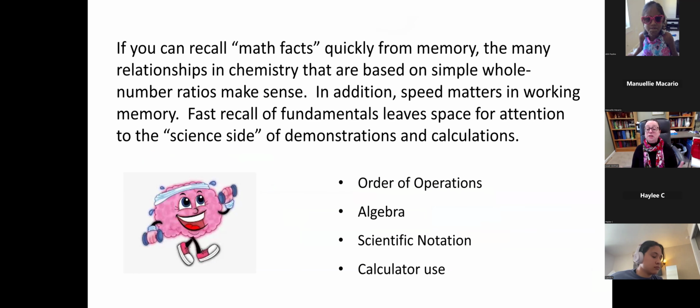So here's what we need to do. Here's the math part of this. If you can recall those math facts quickly from memory, or the relationships and connections in chemistry, there are going to be a lot of those proportions. So your working memory needs that speed. If it's spending all day spinning its wheels just trying to remember what a millimeter is relative to a meter, we're going to lose track of what the whole point of the question was. What problem was I solving?